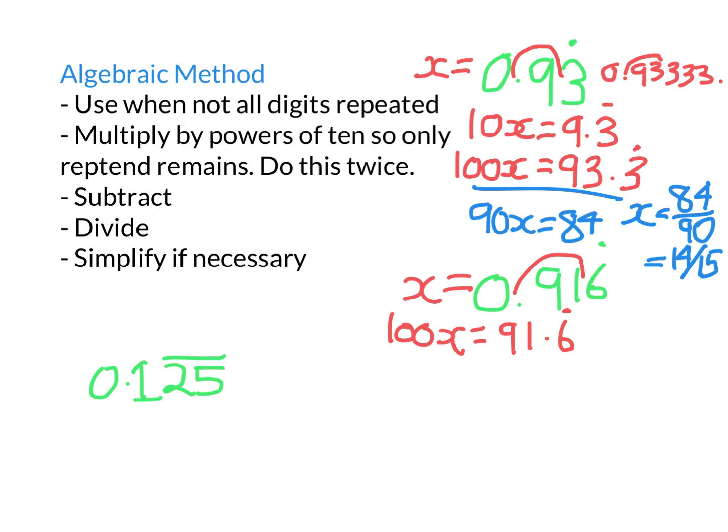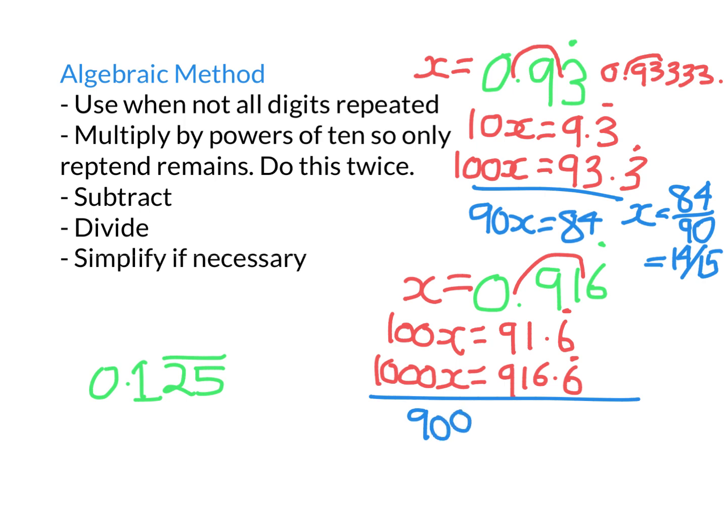I need to multiply this again. That's so I will be able to subtract. So I'm going to multiply all of this by 10 again. So 100 times 10 is 1,000. So 1,000x will be 916.6 recurring. Again, just moving the decimal point 1 spot to the right. Now that I have the reptend and only the reptend after the decimal point, I can subtract. So 1,000x minus 100x is 900x.